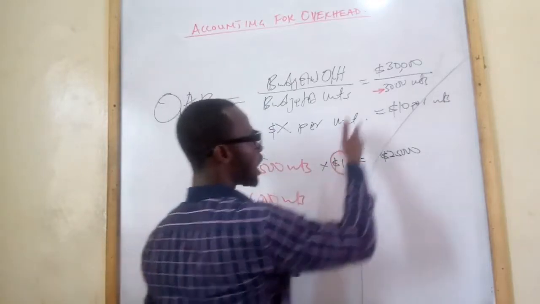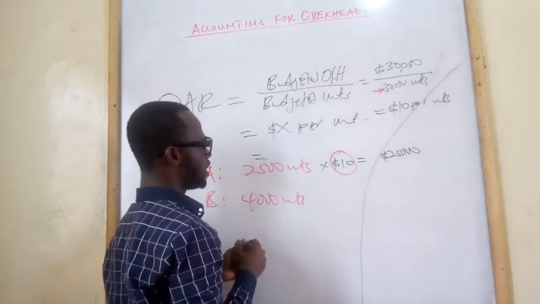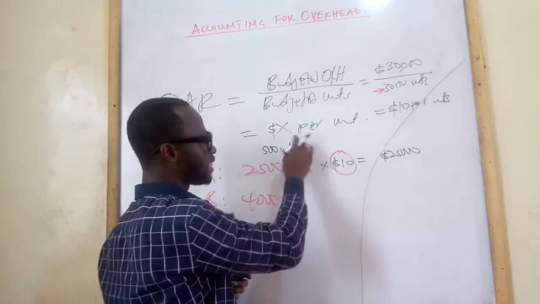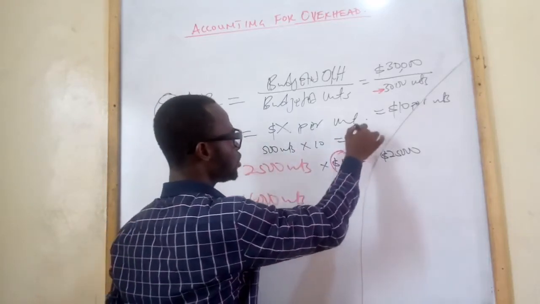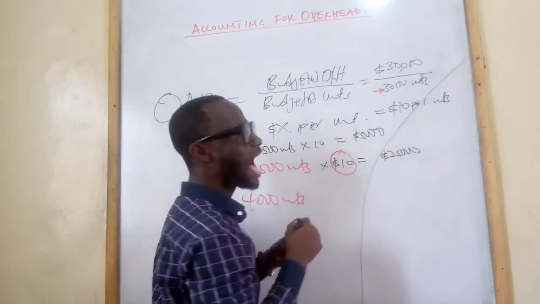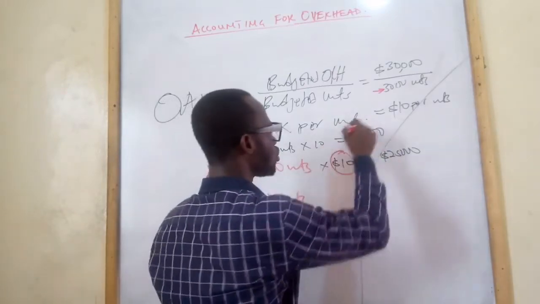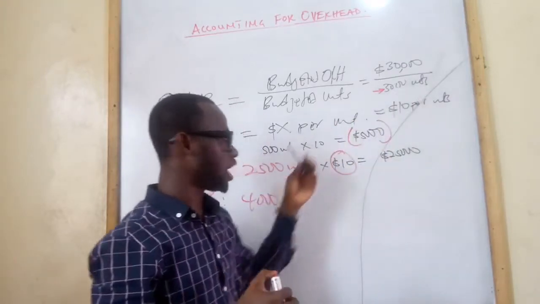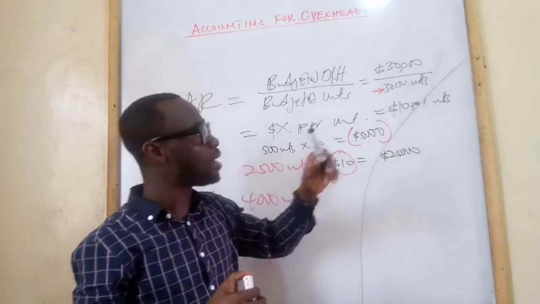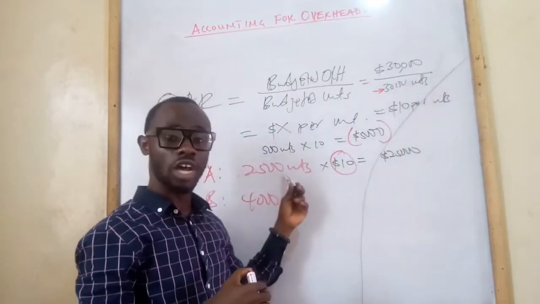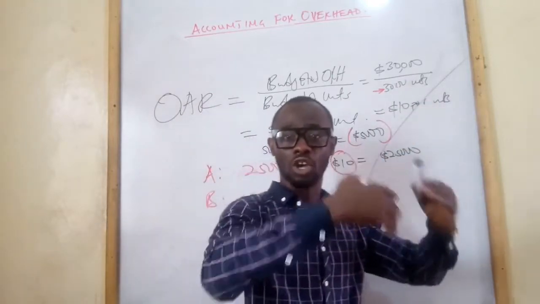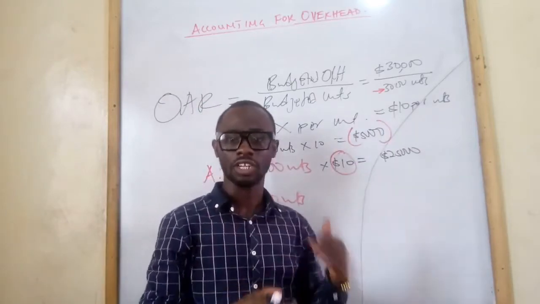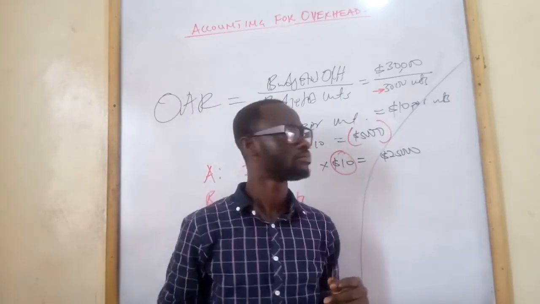The difference here is 500 units. So this 500 units by 10, which is going to give us 5,000, has to be subtracted from the cost of the company. Why? Because the budgeted unit is more than the actual unit. So when the budgeted unit is more than the actual unit, that means that we have over-absorbed overheads. The difference is going to be a subtraction from the cost.